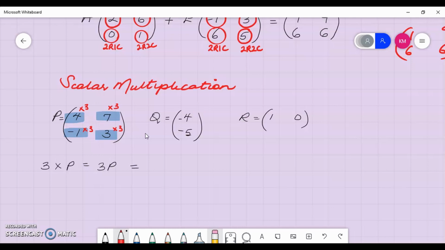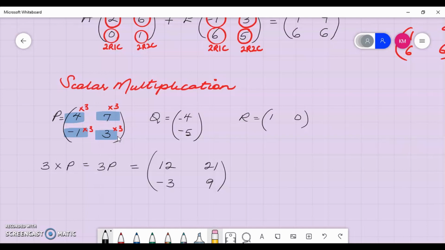And what I am going to get is 4 by 3 is going to give me 12. 7 by 3 is going to give me 21. -1 by 3 is going to give me -3. And 3 by 3 is going to give me 9. So that there is how you go about performing scalar multiplication.